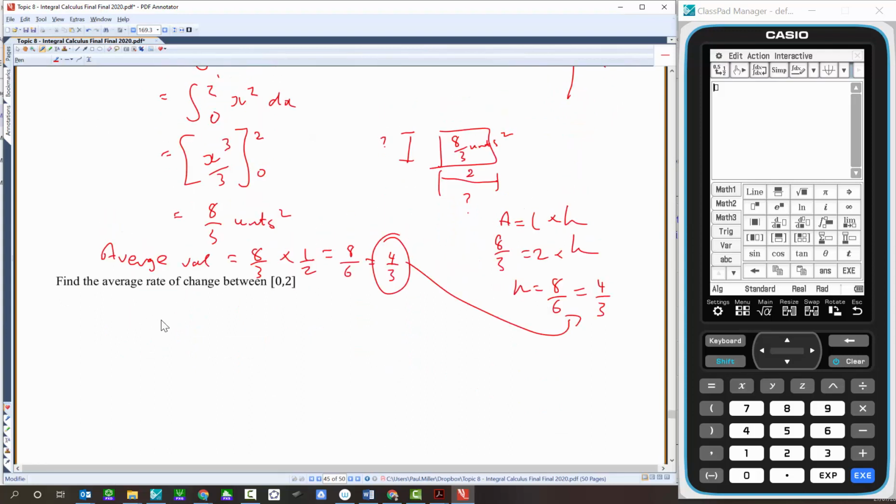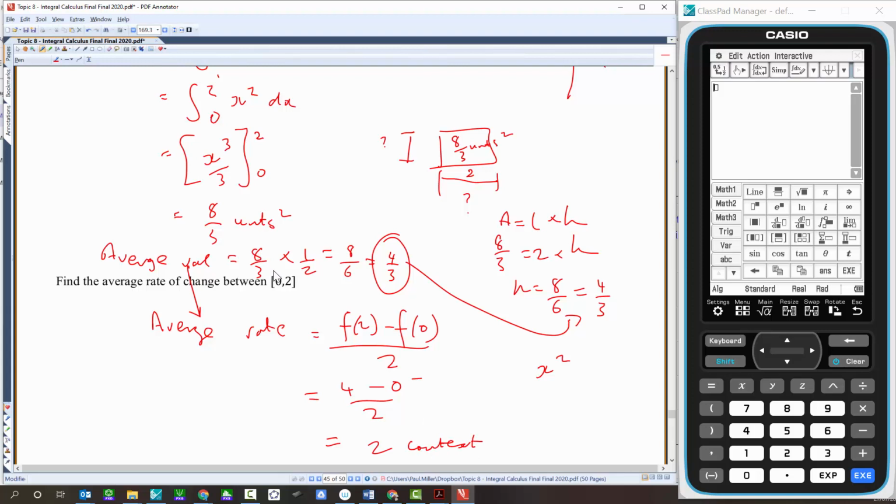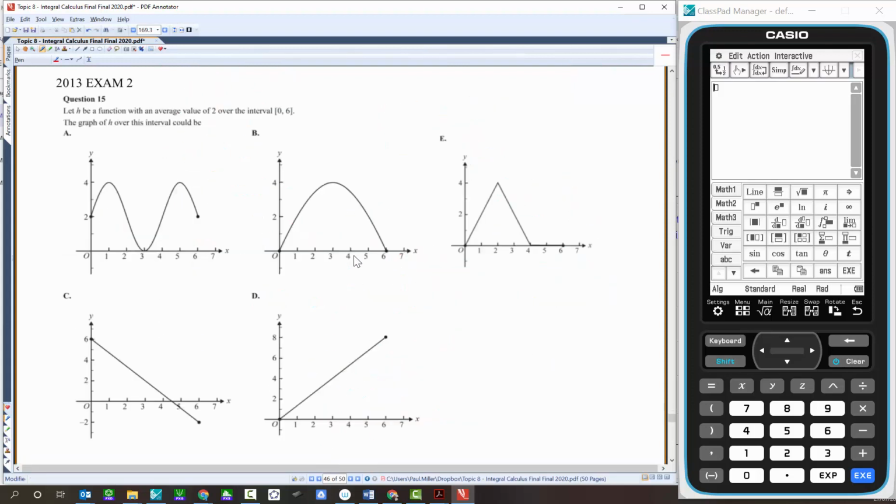All right, so to get the average rate, we're going to say that average rate, which is different from average value, equals f of 2 take away f of 0 over 2, which is, our function is x squared, so it's going to be 4 take away 0 over 2, which is equal to 2. And again, that's a rate, so we'd consider giving that context if it was applied. So again, notice that these two answers are different. This is the average rate of change. This is the average value of the function.